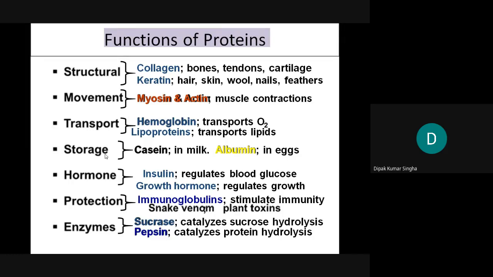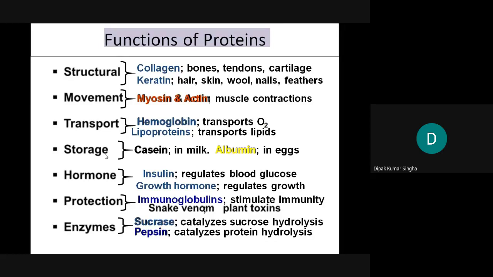The functions of protein: there is structural protein, movement protein, transport protein, storage protein, and hormone. What is structural protein? Basically, these proteins form the structure of the body, for example collagen, bone, tendons, cartilage, keratin, hair, skin, wool, nails, and feathers. These are composed of protein, and they are called structural proteins.